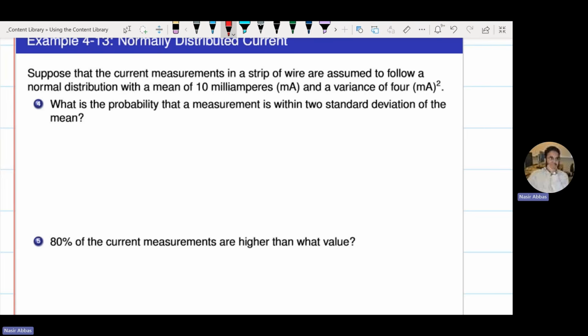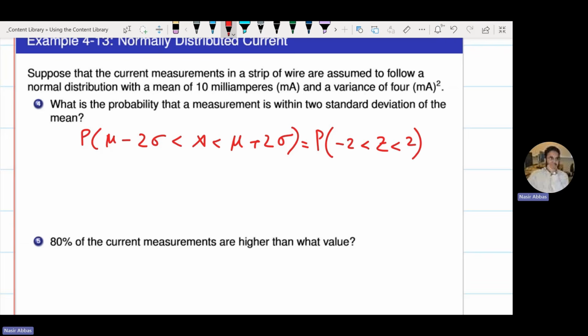Plus 2 and minus 2 deviations. Yes. The question says, what is the probability that the measurement is within 2 standard deviations of the mean? So we're asked to find the probability that x is between mu minus 2 sigma and mu plus 2 sigma. Again, the same steps, no difference. Convert this question into standard normal. So if you convert it to standard normal, this will become minus 2 to plus 2 for z.